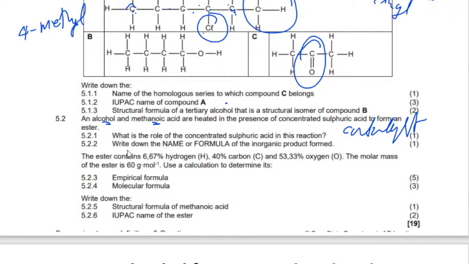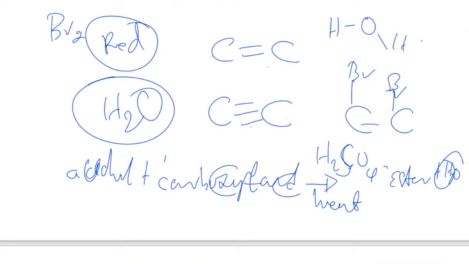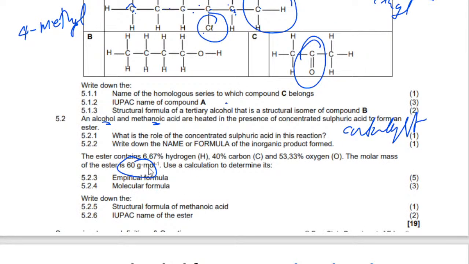Okay, let's go to the next question. We have seen that the inorganic molecule here is going to be water. They're saying that the ester contains 6.7% hydrogen, 40% carbon, 53.3% oxygen, and the molar mass of the ester is 60 grams per mole. Use calculation to determine its empirical formula, and later the molecular formula. How do we do this? It's a simple thing to do. What you need to do is find out the elements which are given in this reaction.